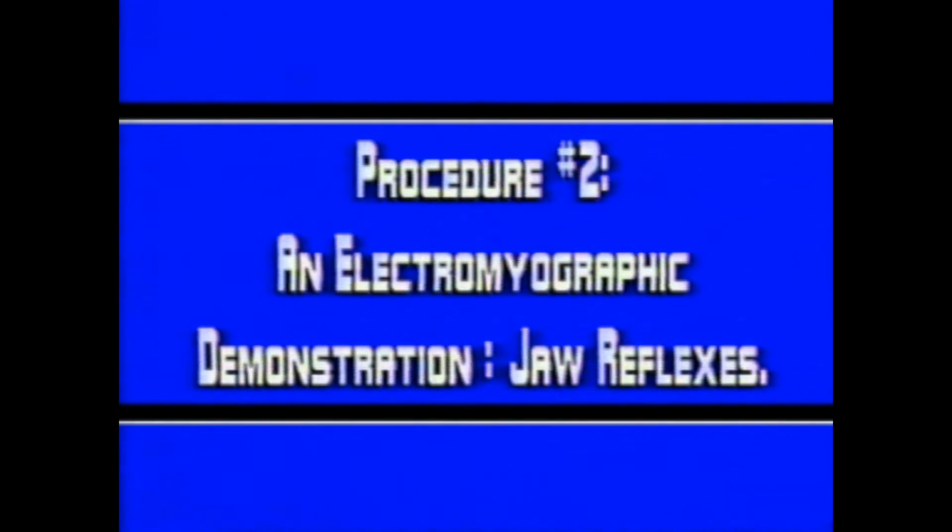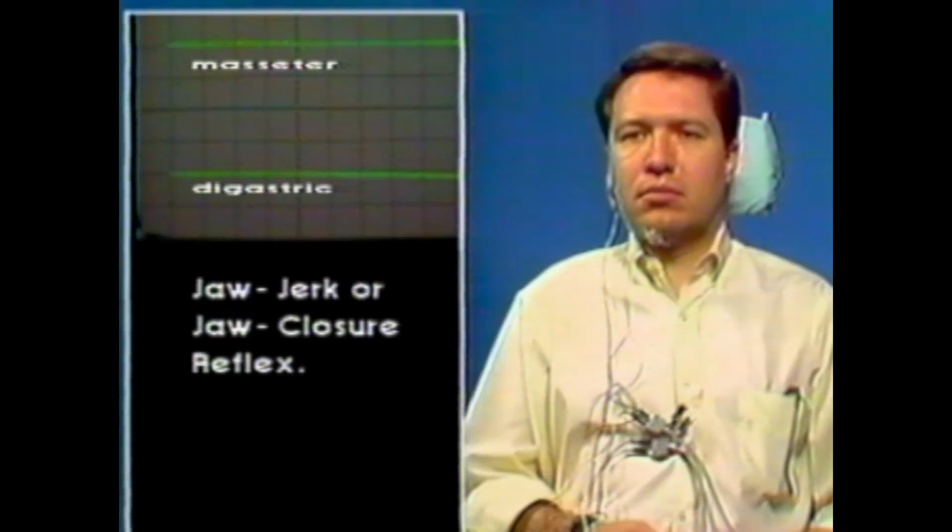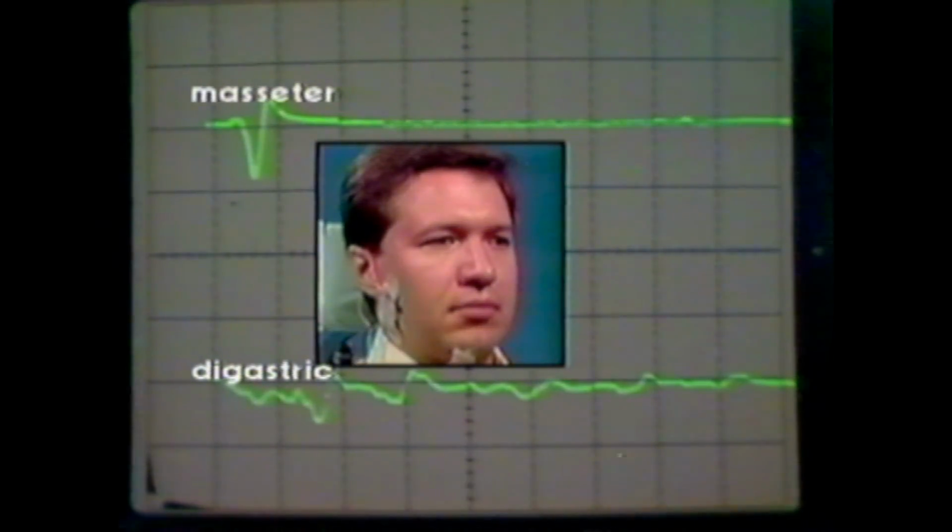In this procedure, motor reflexes in the masseter and digastric muscles will be demonstrated using the technique of electromyography. The first reflex is the jaw jerk or jaw closure reflex. The subject is instructed to swallow and relax until the mandible is in the clinical rest position. A reflex hammer is used to indirectly strike the chin, trigger the sweep beam on the oscilloscope, and drive the mandible slightly downward.